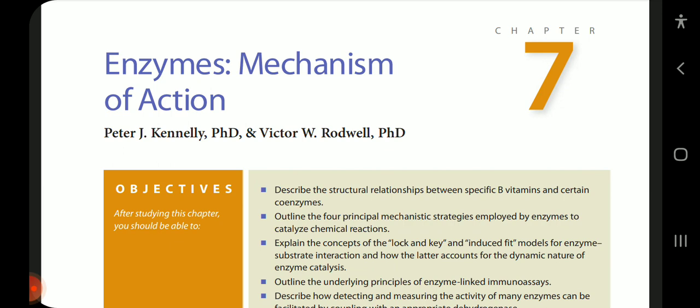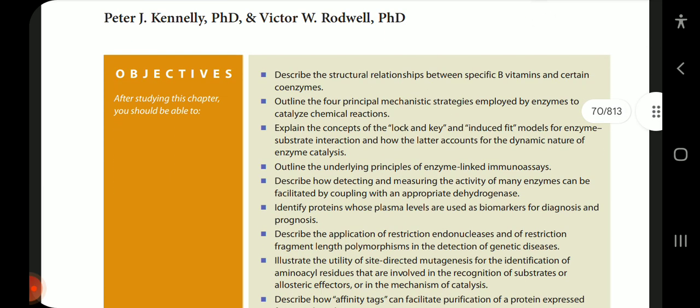After studying this chapter, you should be able to describe the structural relationship between specific B vitamins and certain coenzymes, outline the four principal mechanistic strategies employed by enzymes to catalyze chemical reactions, explain the concepts of the lock-and-key and induced fit models for enzyme-substrate interaction and how the latter accounts for the dynamic nature of enzyme catalysis.